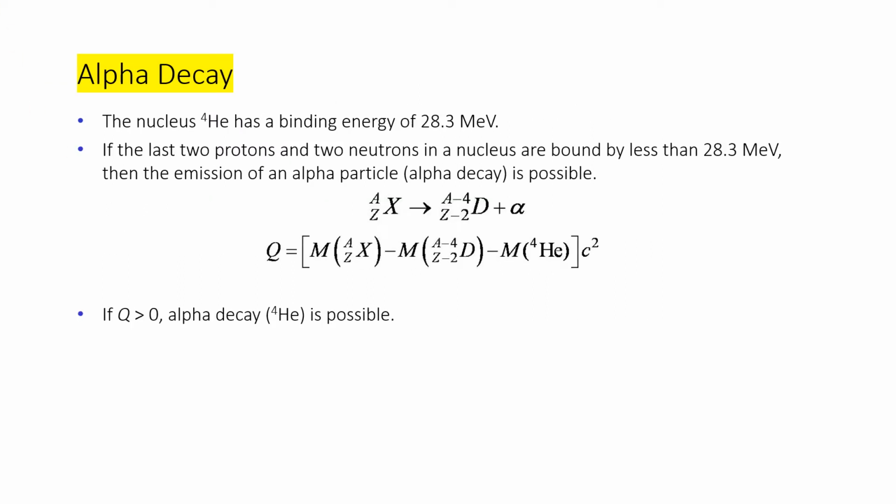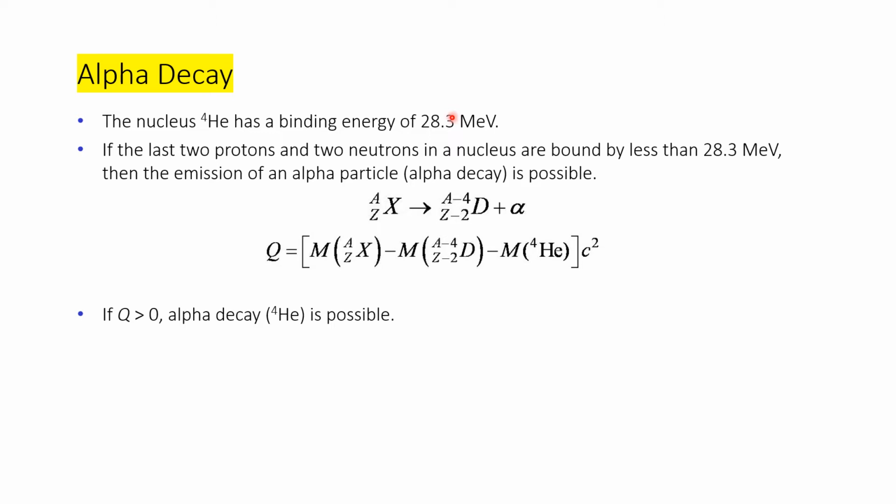Now let's talk about the alpha decay and consider the nucleus of helium-4. The nucleus of helium-4 has a binding energy of around 28.3 megaelectron volts. And if the last two protons and two neutrons in the nucleus are bound by less than 28.3 megaelectron volts, then the emission of an alpha particle, or alpha decay, is possible.